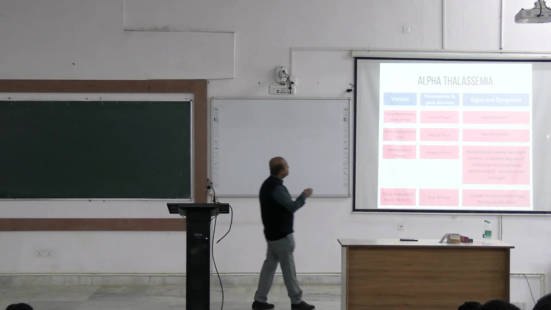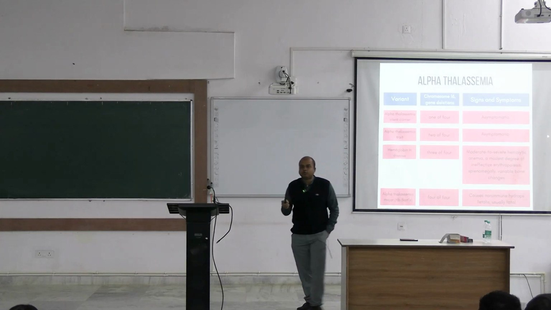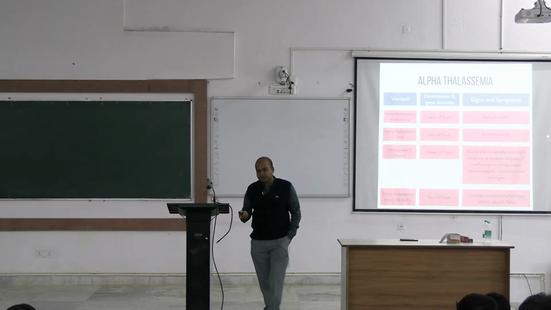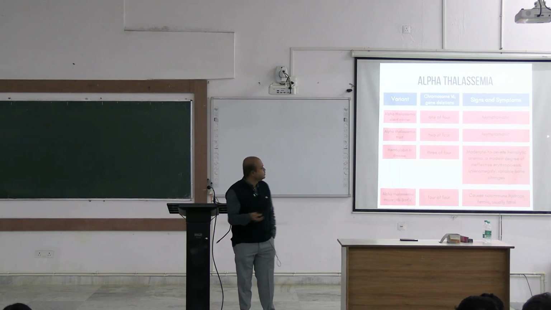Alpha thalassemia, again see, one of the 4 genes on chromosome number 16 involved is called thalassemia trait, or when one of the 4 genes is involved, it is just a silent carrier. So, clinical severity also increases with the number of genes involved.